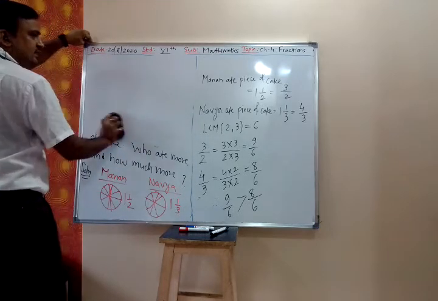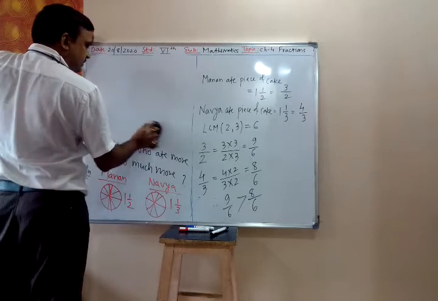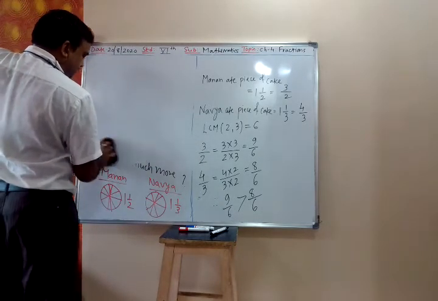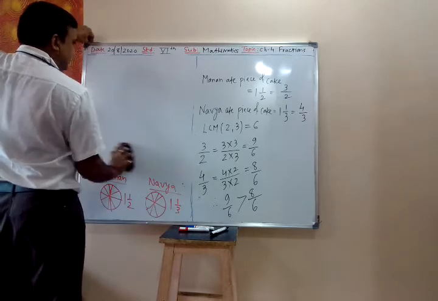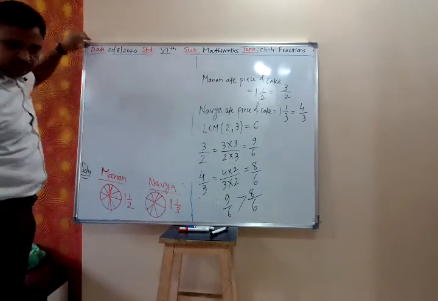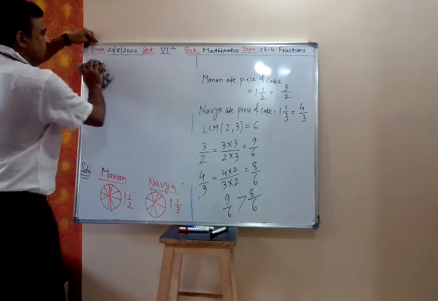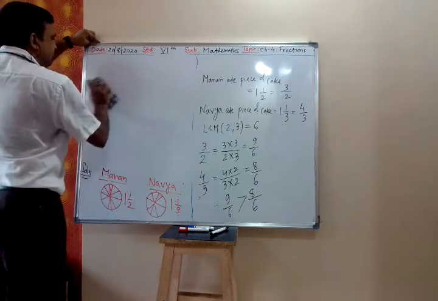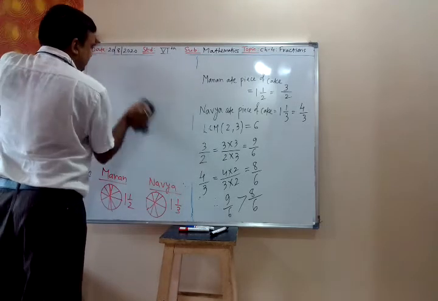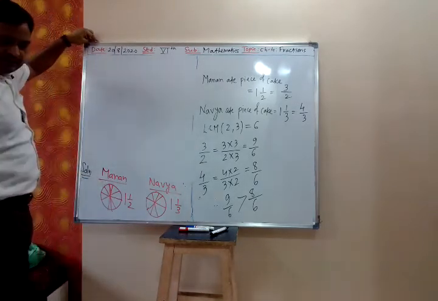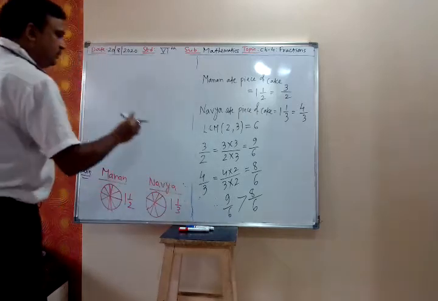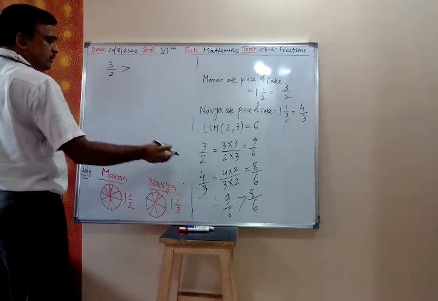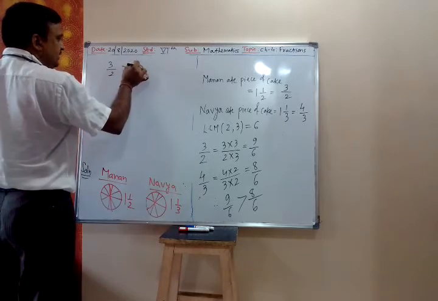And 9/6 is same as 3/2. So we get 3/2 is greater than 8/6, which is same as 4/3.